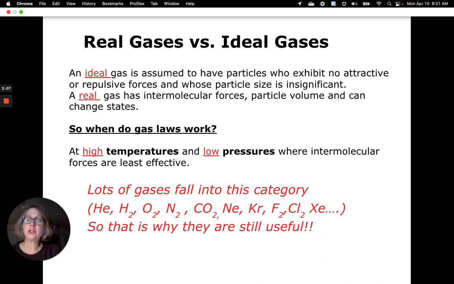So when do gas laws work? At high temperatures and low pressures, where intermolecular forces are least effective for those particular compounds. Now, if we get to really, really high pressures, like several hundred atmospheres, or very, very low temperatures, like getting down towards absolute zero, then no, these gas laws will not be predictive. But under conditions most people work, they will be.